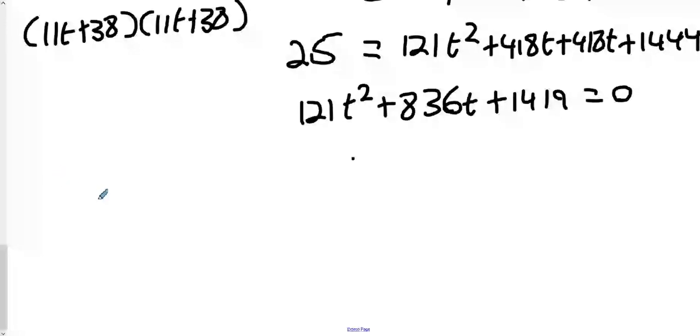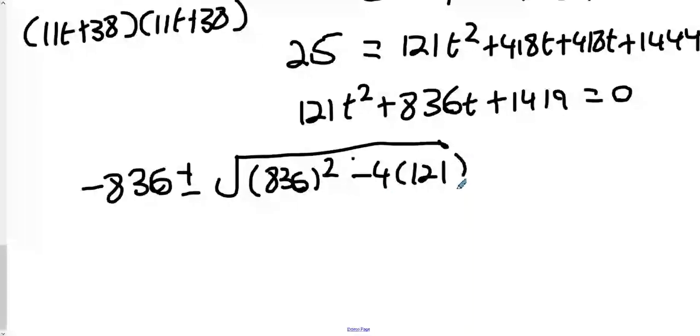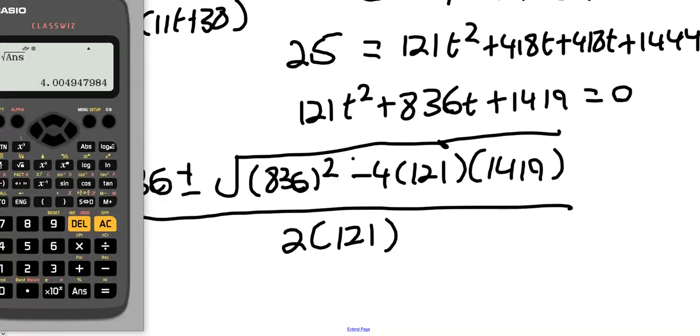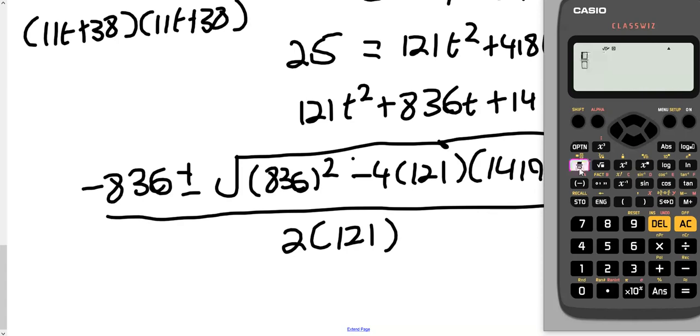So it's going to be minus b is going to be minus 836 plus or minus the square root of 836 squared minus 4 times 121 times 1419 all over 2 times 121. Now, that's quite a demanding minus b formula. But then again, we are honors level.